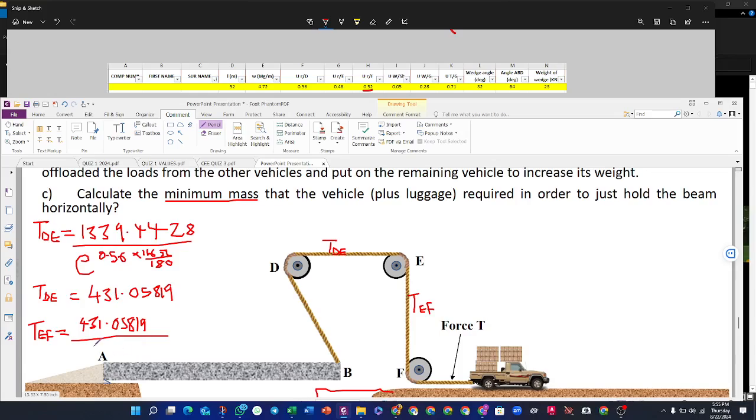431.05819 over e to the power the coefficient of friction for the rope and pulley E, which is this one, 0.46, and then multiplied by the angle. Now it is entering horizontal and leaving vertical, so the angle is 90 degrees, which is actually pi by 2. With that being said, we find our TEF to be equal to 209.28078 kilonewtons. By the way, this is kilonewtons. Let's not forget.